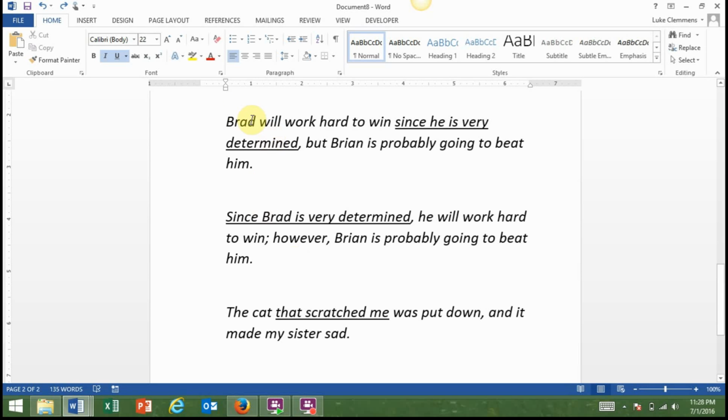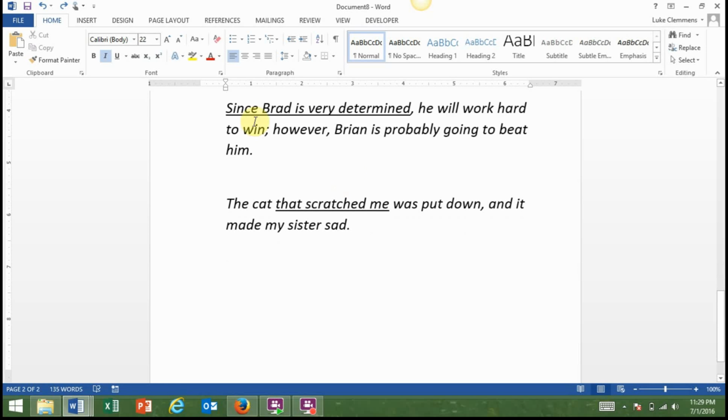So here's just a different way of saying the same thing. Brad will work hard to win, independent clause. Here's our subordinating conjunction right here. So this is our marker signaling that, hey, we've got a subordinate clause. So subordinate clause right here, and then Brian is probably going to beat him, independent clause. This is a very typical example of a compound complex sentence. Okay, again, they can be rearranged. Subordinate clause comes first. Note that we have our comma here. Okay, since Brad is very determined, comma, he will work hard to win.